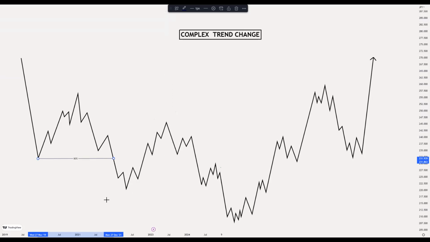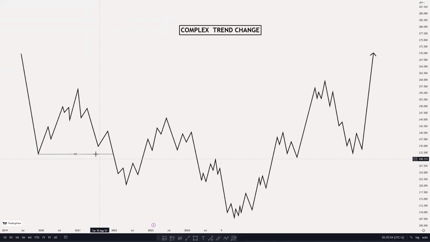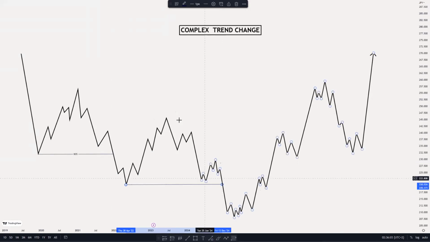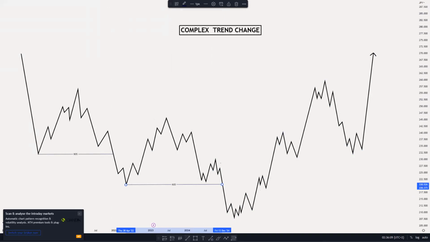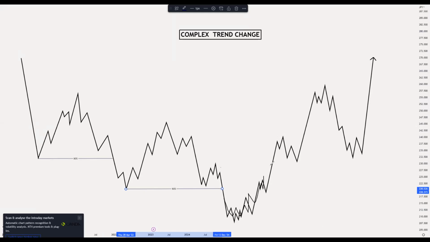So the price has broken structure. After the break of structure, what do you expect? The price to change again, to pull back again. So now this is the pullback. Then finally the price switches bearish.